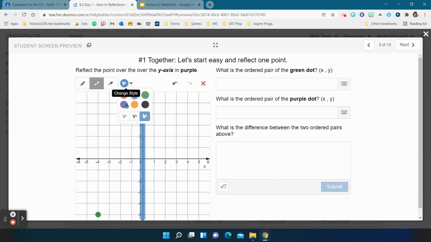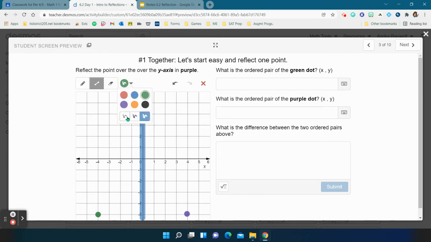Okay. Now there's two different ways you can think about this. The first one is let's count how many away the green dot actually is from this blue line. It is 1, 2, 3, 4. So when I reflect it, my purple dot that I'm going to draw should also be 1, 2, 3, 4 away.